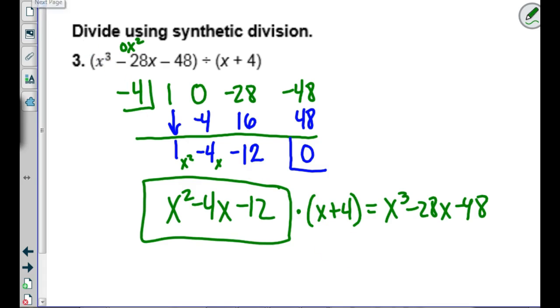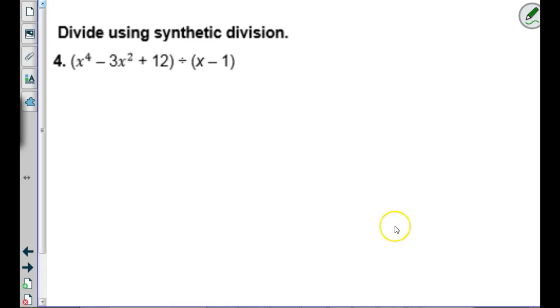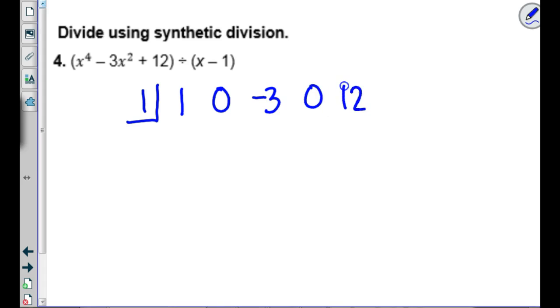One more? Who wants to try this one? Go ahead, Tristan. What do you want to do? Okay. 1x to the 4th. 0 for x cubed. Negative 3 for x squared. 0 for x. Good call. You remembered. And then a 12.